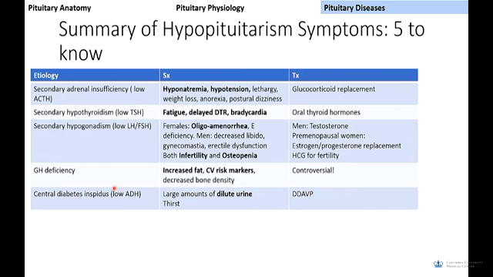With growth hormone deficiency, you can have increased fat and cardiovascular risk markers, and then you can have dilute urine with diabetes insipidus. Treatment replaces the hormones. Controversial one is growth hormone because it's unclear when to give kids growth hormone because you don't want to just make them taller.